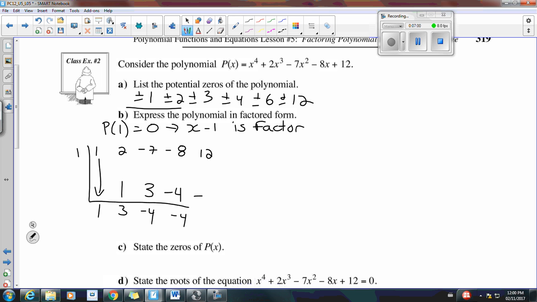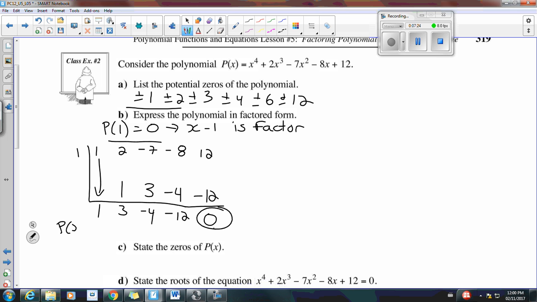Oops, and I made a mistake here somewhere. This should be 12. I subtracted there instead of added. Should be -12. 1 times -12 is -12, adding gives us 0. It's always a good way to check your division. If you get a remainder here that wasn't 0, but you knew p at 1 was 0, then we know there was a mistake in our division.